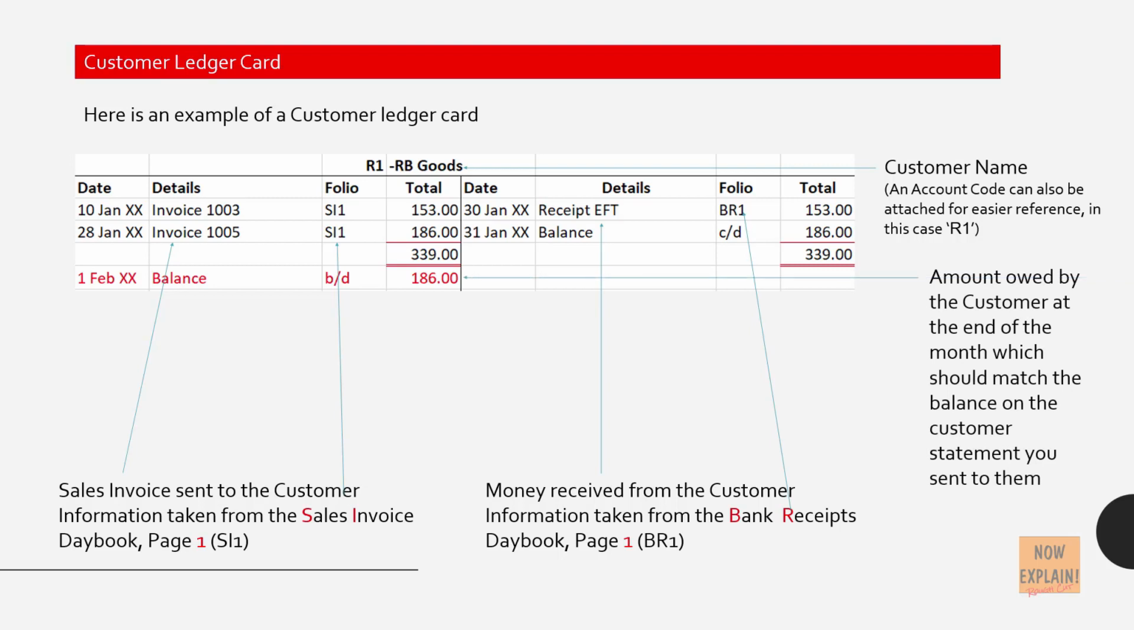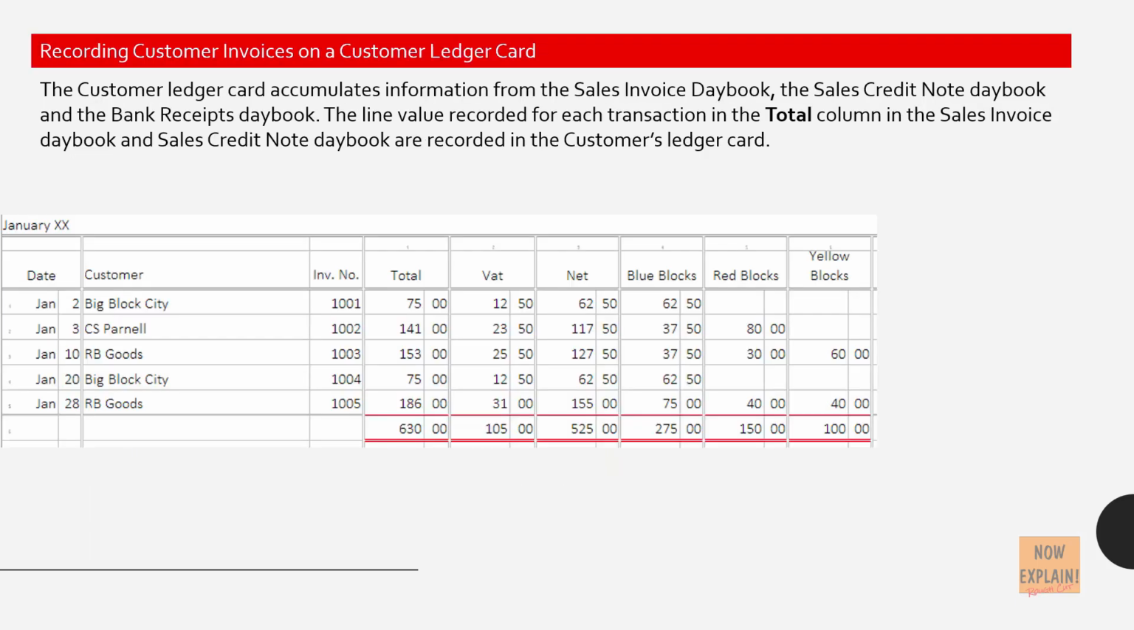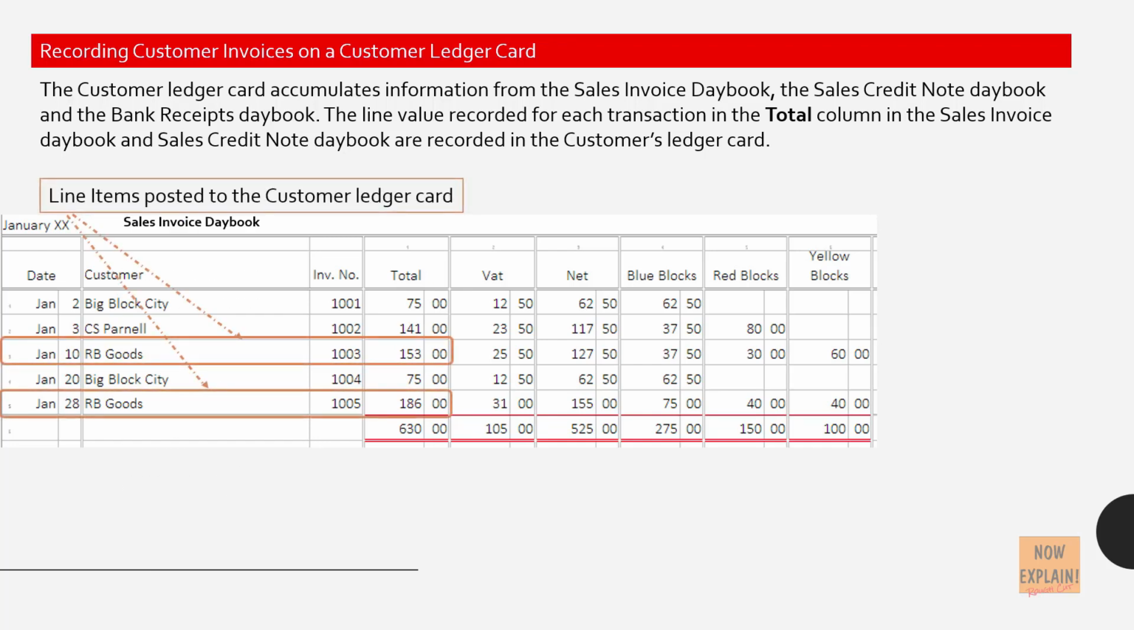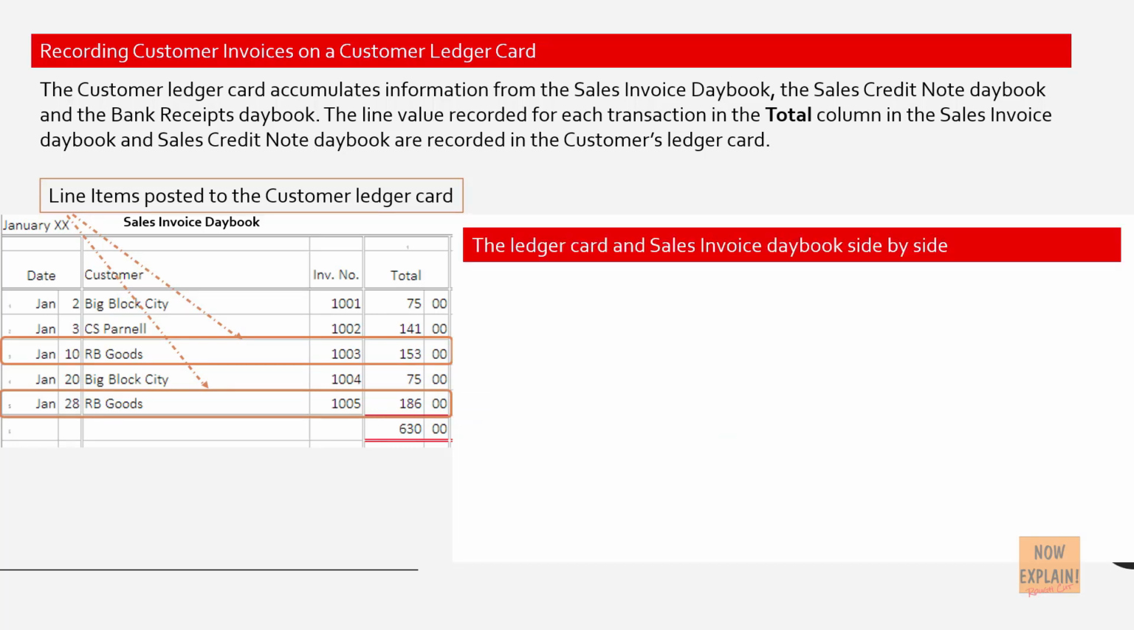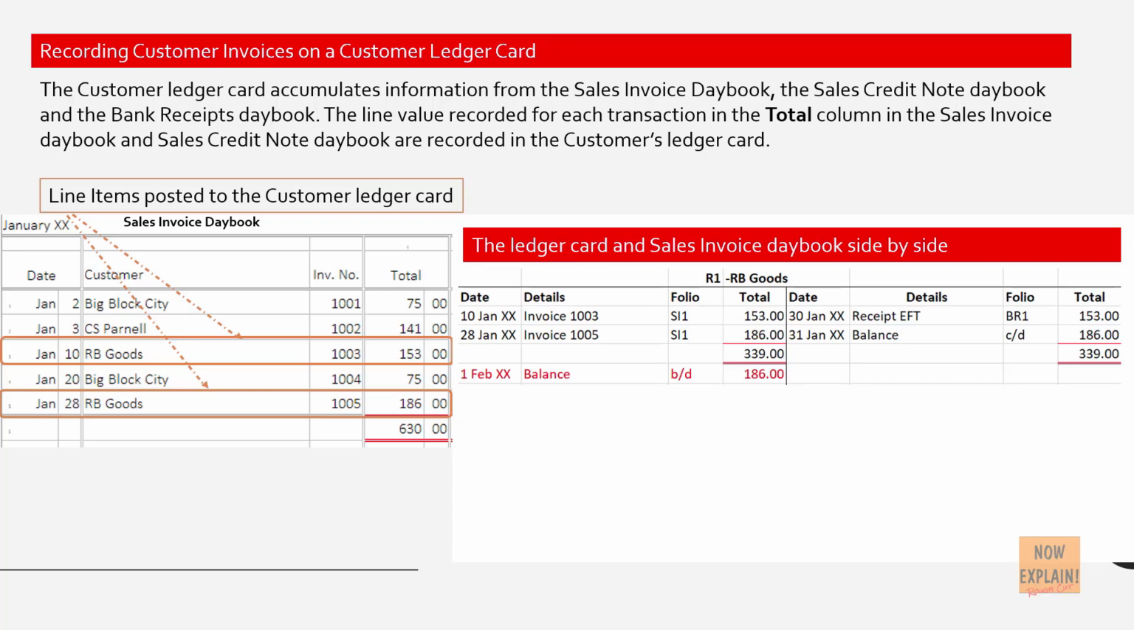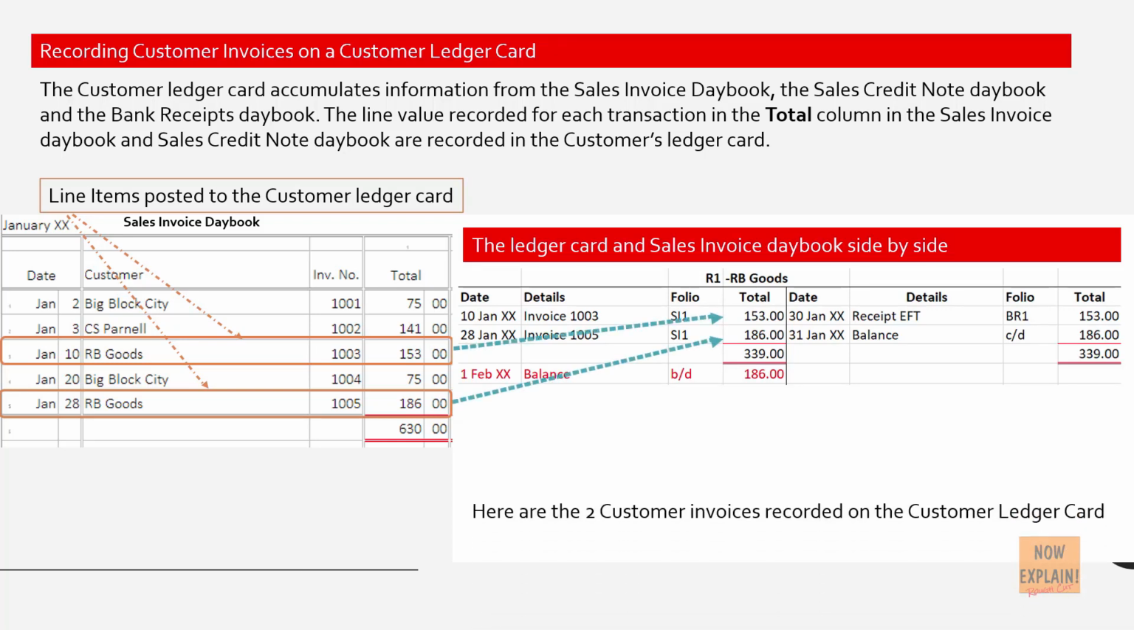Here is the amount owed by the customer at the end of the month, which should match the balance on the customer statement you sent to them. The customer ledger card accumulates information from the Sales Invoice Daybook, the Sales Credit Note Daybook and the Bank Receipts Daybook. The line value recorded for each transaction in the total column in the Sales Invoice Daybook and the Sales Credit Note Daybook are recorded in the customer's ledger card. Here are the line items posted to the customer ledger card. The ledger card and Sales Invoice Daybook side by side. Here are the two customer invoices recorded on that customer ledger card.